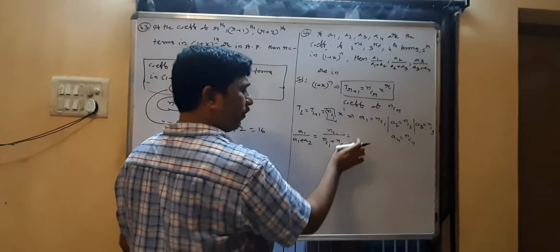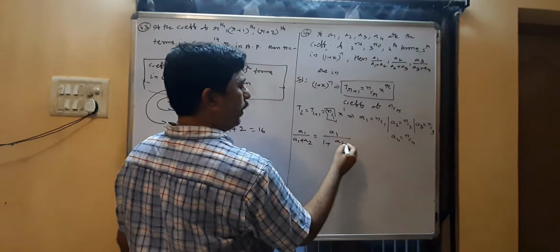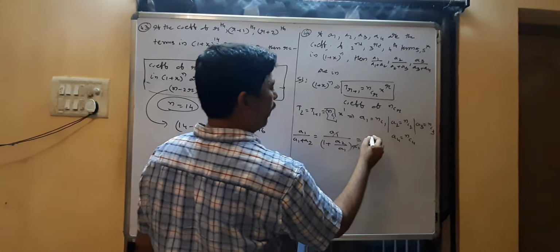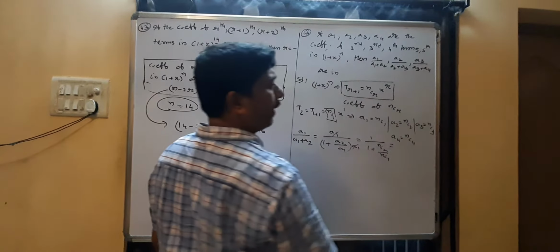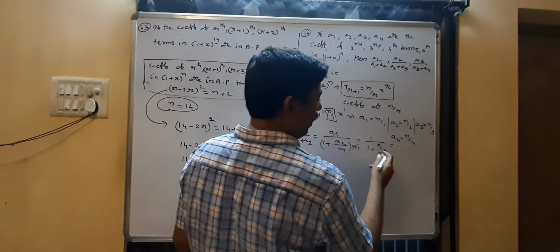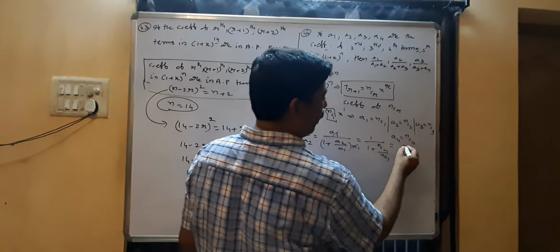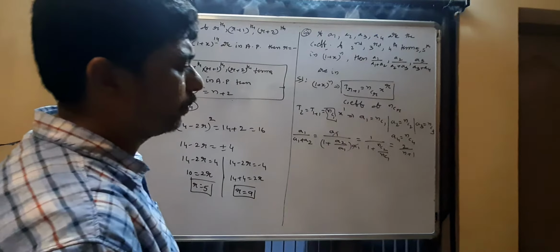Taking a1 common, we get 1 by (1 + a2/a1). a1 cancels: 1 by (1 + nC2/nC1). nCr by nC(r−1) is (n − r + 1) by r. Then that becomes (n − 2 + 1) by 2. The 2 cancels, and we get 2 by (n + 1). So 2 by (n + 1) we will get.